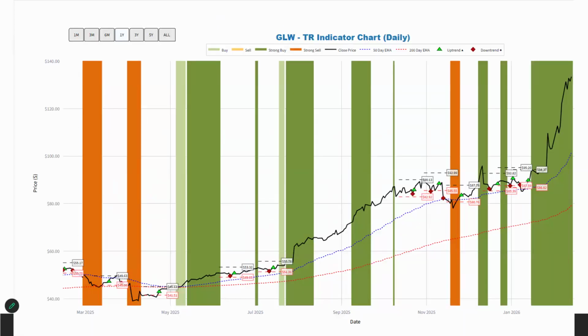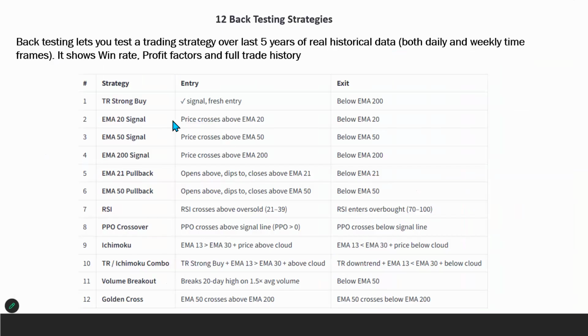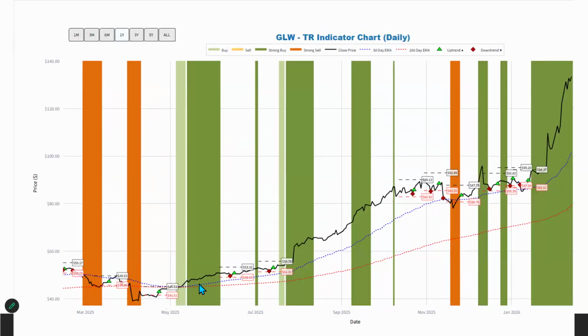Now, based on this is one of the strategies known as TR strategies. Now we have identified 11 other strategies, total of 12, for both the weekly and daily time frames. And for every stock, we have a backtesting system. Like one strategy is that whenever a stock crosses this 50-day line, which is this blue dash line, then it's a buy signal. Another strategy is whenever a stock crosses a 200-day line from the bottom, then it's a buy signal. Simple.